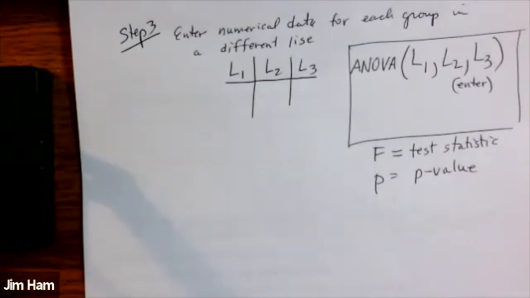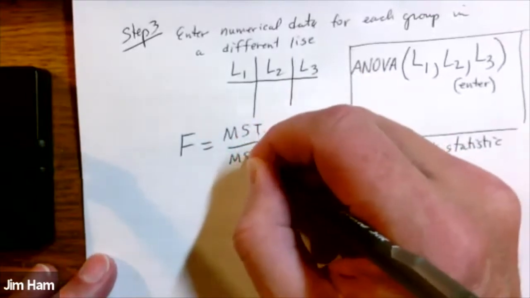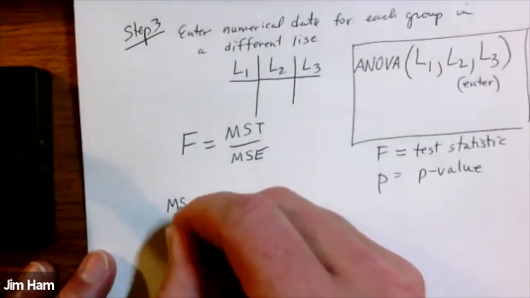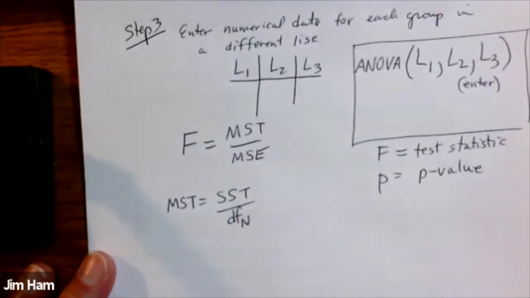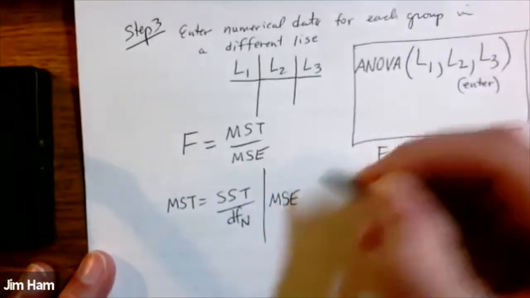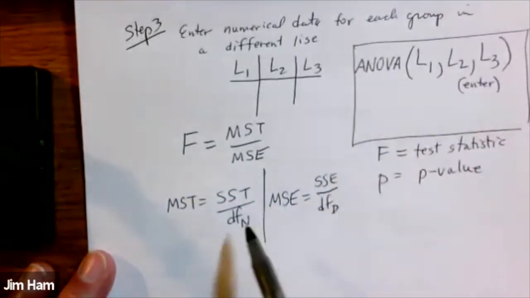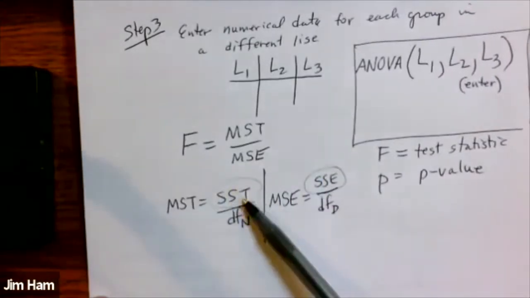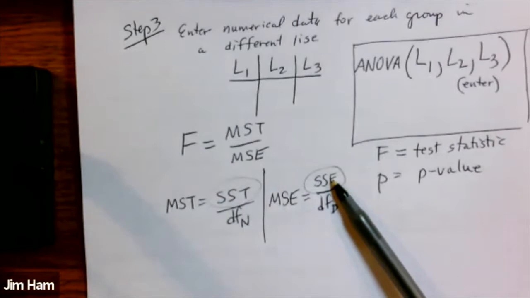There's also the classical approach, and I drew the graph earlier, so I'm not going to draw it here. The F is the mean square treatment divided by the mean square error. And then the mean square treatment is equal to the sum of squares treatment divided by the degrees of freedom in the numerator. And the bottom number, mean square of the error term, is the sum of the squares of the error term divided by degrees of freedom in the denominator. Now, these sums of squares are the difficult calculations because this is the variance between the groups, and this one here is the variance within each individual group.